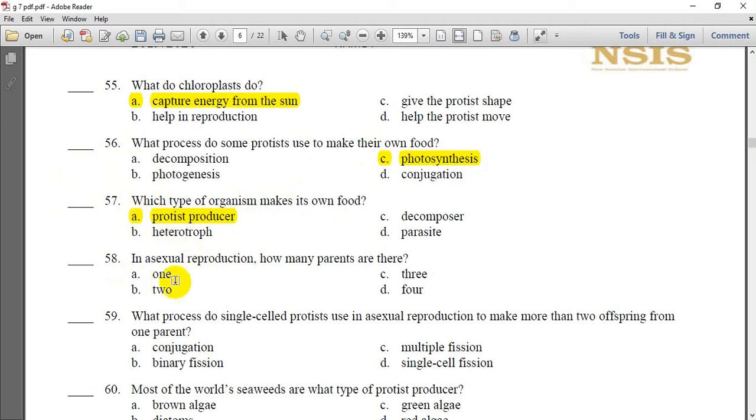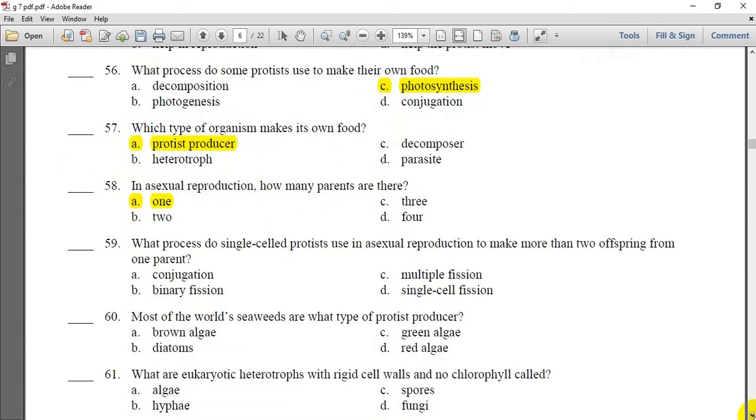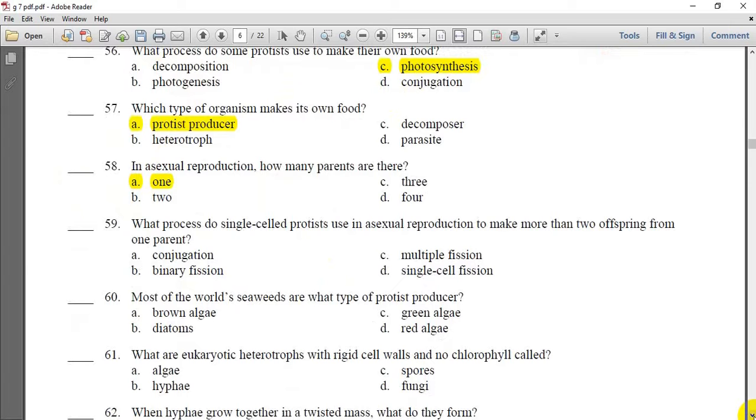58. In asexual reproduction, how many parents are there? They need only one parent. Question 59. What process do single-celled protists use in asexual reproduction to make more than two offspring? It is multiple fission. Letter C.